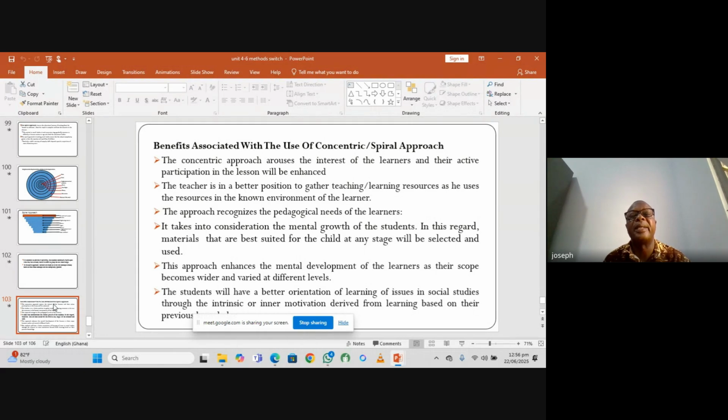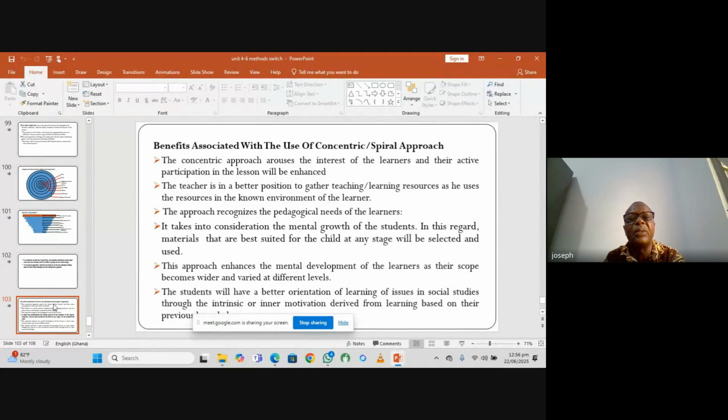The concentric approach arouses the interest of the learners, and their active participation in the lesson will be enhanced because they start from the child's immediate environment and outer view. The teacher is in a better position to gather teaching and learning resources from the environment as he uses the resources in the known environment of the learners. So getting materials to help you deliver a particular lesson will not be a problem. The approach recognizes the pedagogical needs of the learners. Yes, you have to take their needs into consideration before you know where to move them from and to.